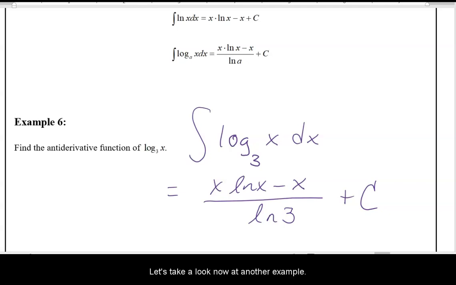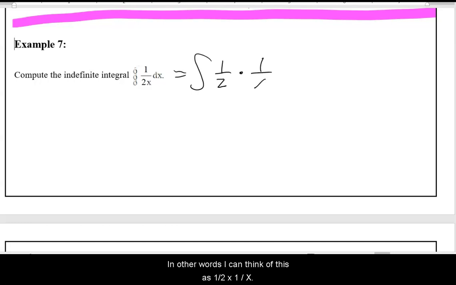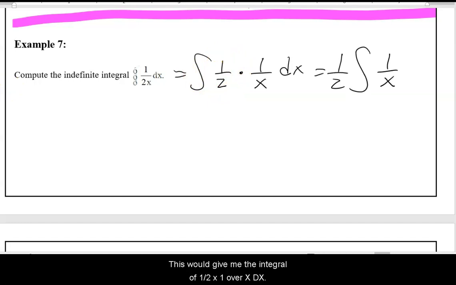Let's take a look now at another example. In example 7, we're asked to compute the indefinite integral of 1 divided by 2 times x with respect to x. Keep in mind that the 2 in the denominator could be thought of as a common factor of 1/2. In other words, I could think of this as 1/2 times 1 over x dx. Then because the 1/2 is a constant, I could take it out of the integral, and that is probably what I would do. This would give me the integral of 1/2 times 1 over x dx.